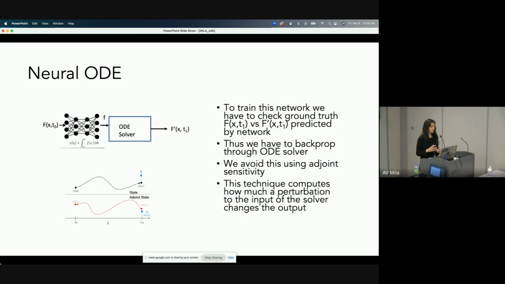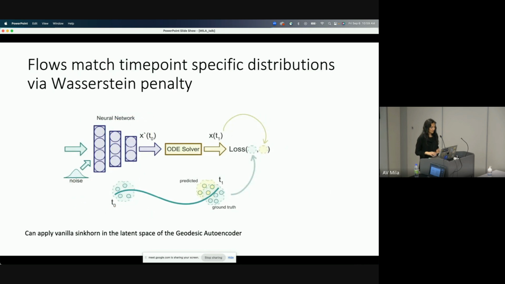So the ODE is just a neural network that produces an instantaneous time derivative, and then the ODE solver integrates it out. And there are optimizations to avoid backpropagation through the ODE solver, which can be computationally helpful. And then what you can get is the trajectory at any time point that follows.